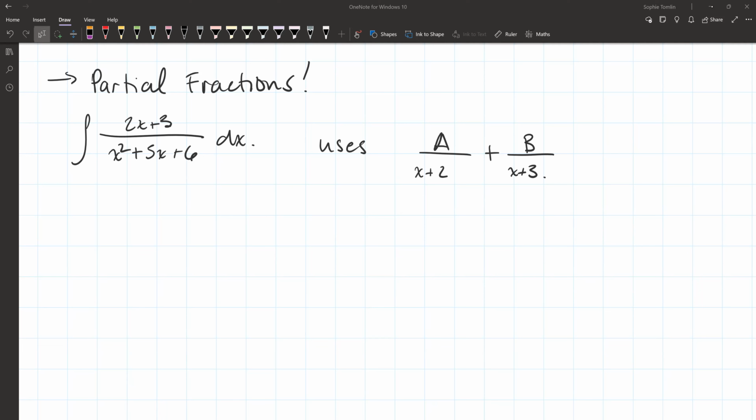So the idea of partial fractions. Before we get into this integral, I'm just going to talk a little bit about where partial fractions comes from.